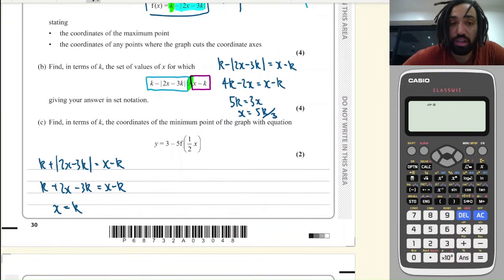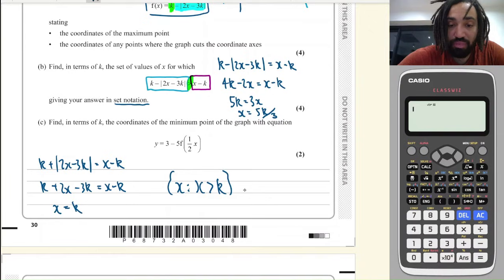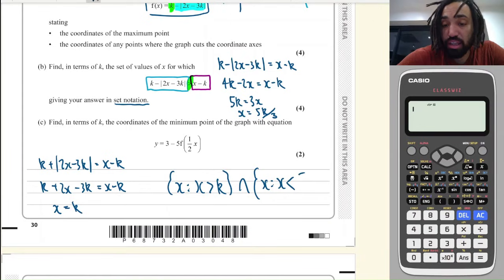Now the way we write that in set notation, which is what they've asked for, is we say that first off, x must be greater than the smallest value, which was k, and it must also be smaller than the larger value. So it's bounded in between the two of them. And that is the solution then to part B.